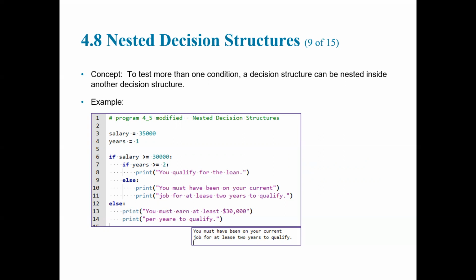So if I put in 35,000, yes, it satisfied the first condition on line 6, but then we go to line 7 and we have to test for years. And is 1 greater than 2? The answer is no. So the else clause will fire. It will say you must have been on your current job for at least 2 years. That's what we'll print. And of course, in this particular case, the outer else doesn't fire because the person's salary was 35,000. Otherwise, the outer else clause on line 12 would fire.